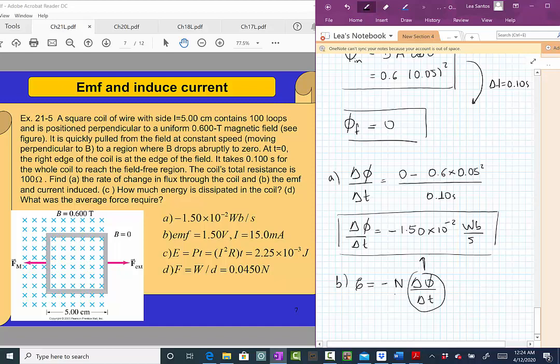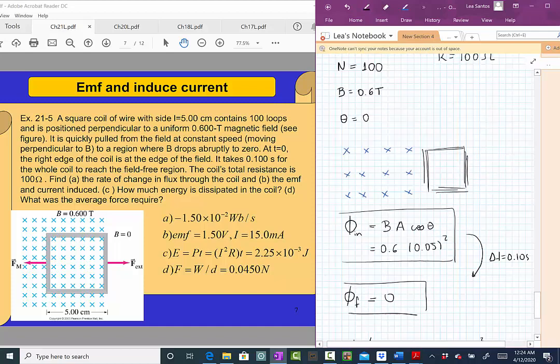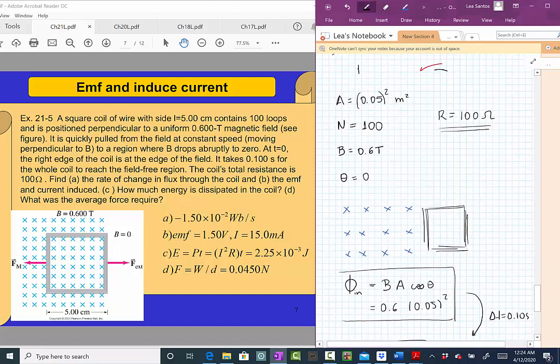We have to multiply that by n and use the minus sign to get the EMF. What is the EMF? Well, n is 100, so 100 multiplied by 10 to the minus 2 gives us 1.5, and with the minus sign, we get 1.5 volts. This is the EMF. What is the current? Well, to get the current, I'm going to use that the EMF is equal to Ri. I have R. Remember, they gave us, we wrote it up here, the resistance is 100.